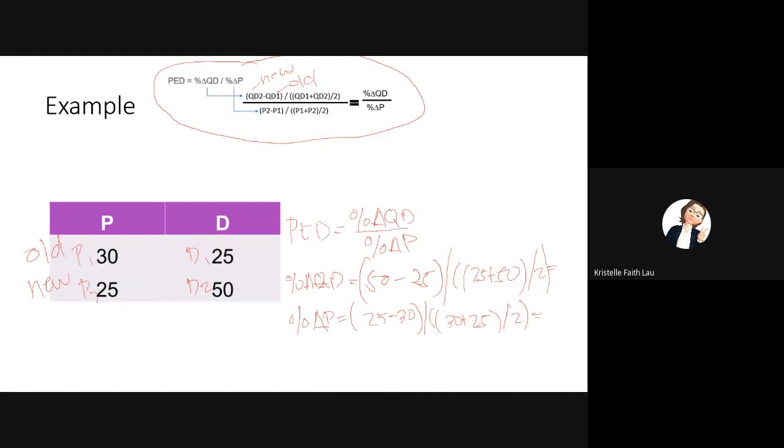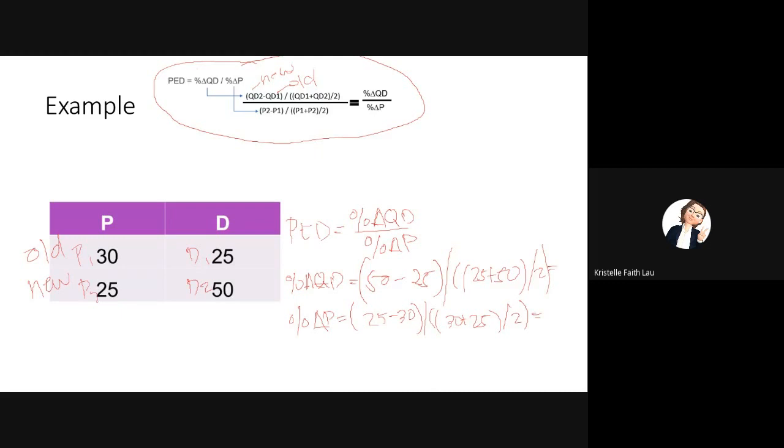Kasi pagdidikit-dikit nyo yan lahat without putting the parentheses, iba yung magiging kalabasan ng inyong answer. So, close parenthesis, 50 minus 25. Then, close parenthesis.